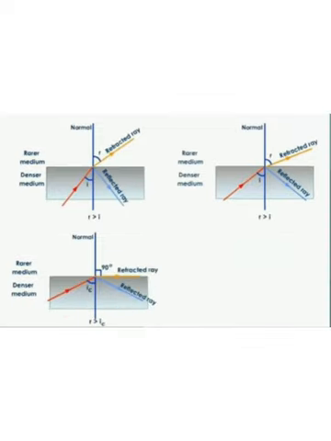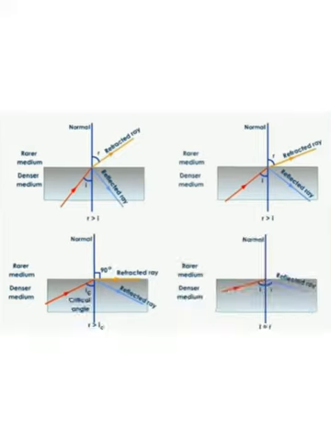Now, in the third step, at a certain angle of incidence, we reach the critical angle. What do you mean by critical angle? It means when the refracted ray travels along the surface of the two media. Now that yellow line, the refracted ray, is traveling along the surface of the two media. The angle of refraction is equal to 90 degrees. So when the angle of refraction is 90 degrees, that angle of incidence is known as the critical angle.